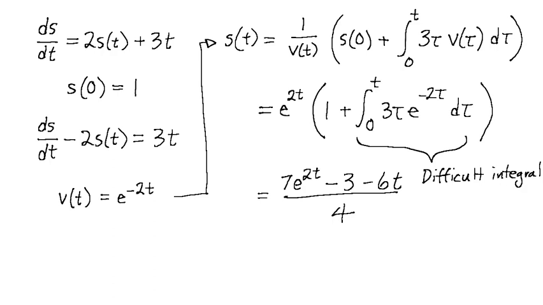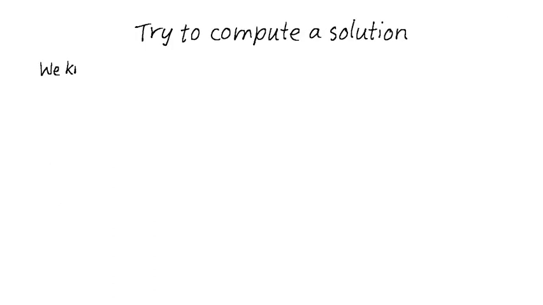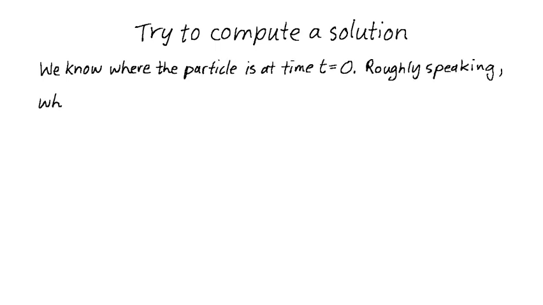I'll propose that we could compute a solution, or at least an approximate solution, by trying to project where the particle will be at various times in the future. For instance, we know where the particle is at time 0, so we could ask, roughly speaking, where do we expect it to be at time t is equal to h?